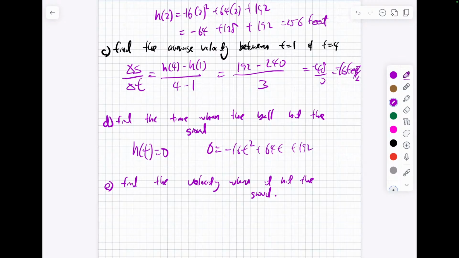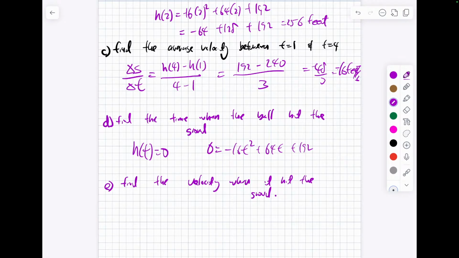Now please don't use the quadratic formula because you don't have a calculator tomorrow. Use any other way. This is why I use 16 rather than 4.9, because this is factorable. So what can I factor out of those three numbers? 16, 64, and 192. You can factor out 16.